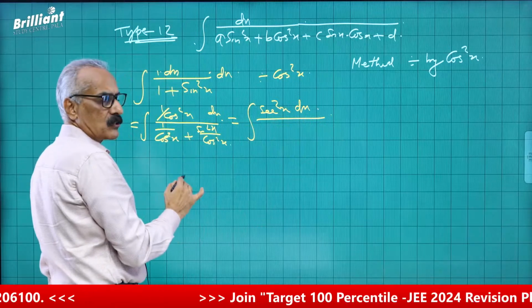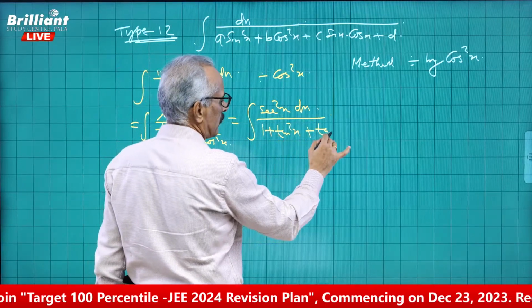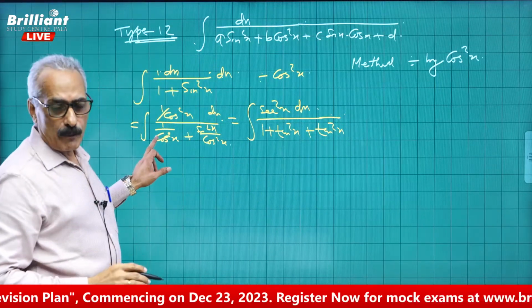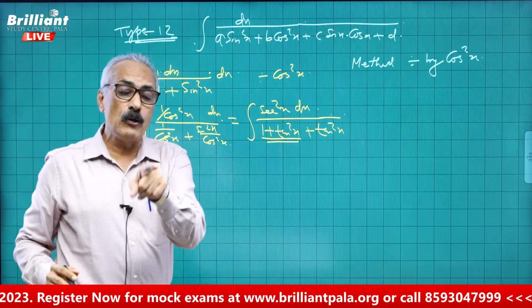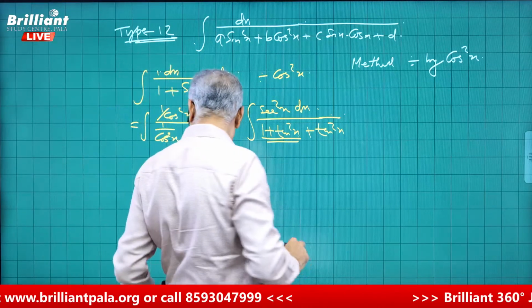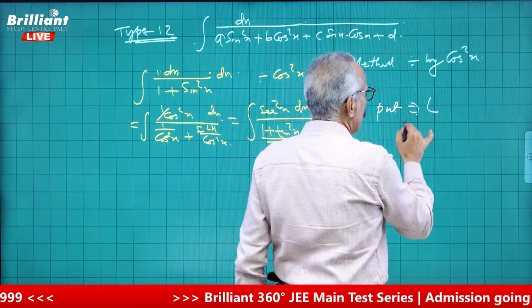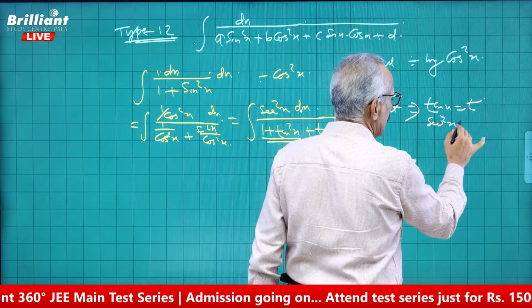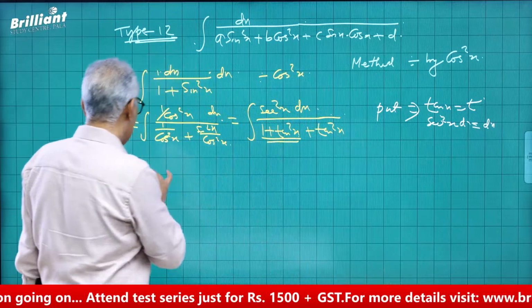This is also sec square, but I write 1 plus tan square x. So 1 by sec square x, that is 1 by cos square x, sec square x. Sec square x is 1 plus tan square x, whereas in the numerator it is tan square x. Now what next? Put your Veshamo, that is tan x, equal to t. Therefore, sec square x dx is equal to dt. Effective substitution. Substitute now.